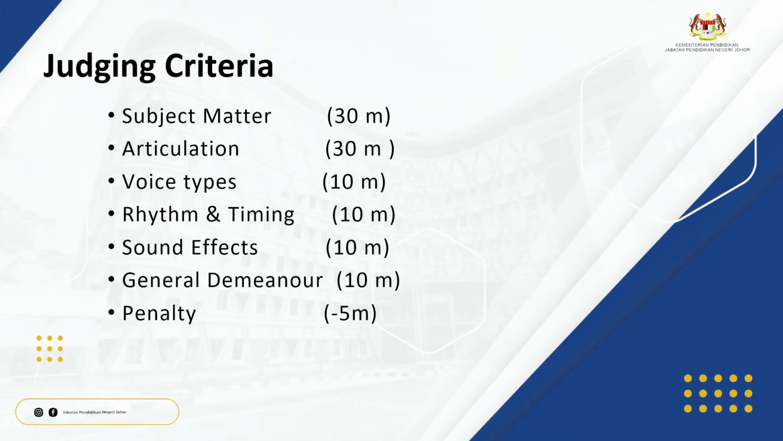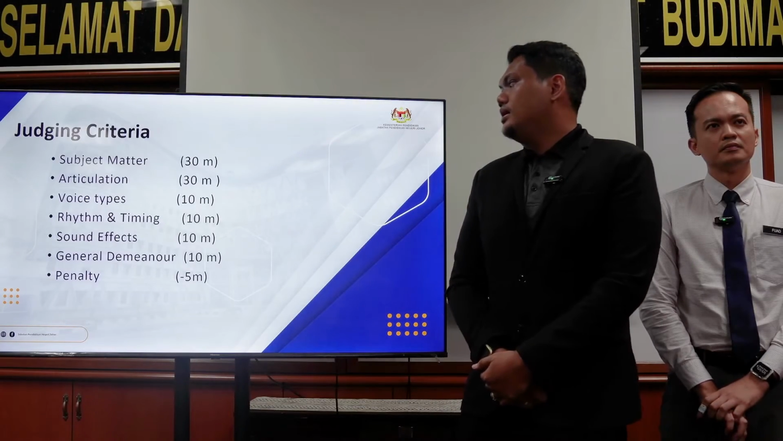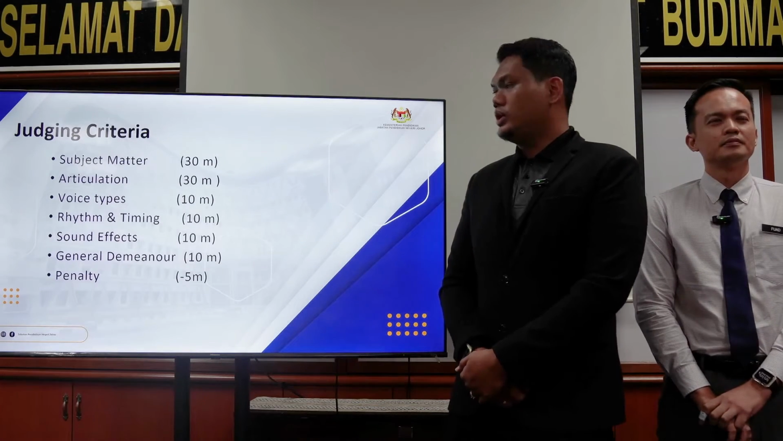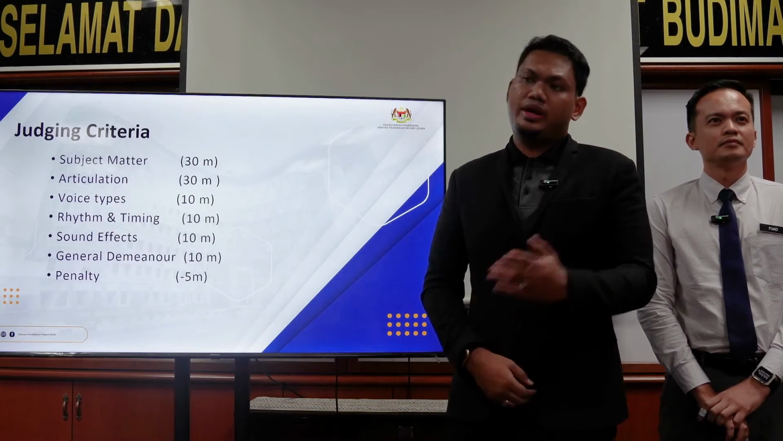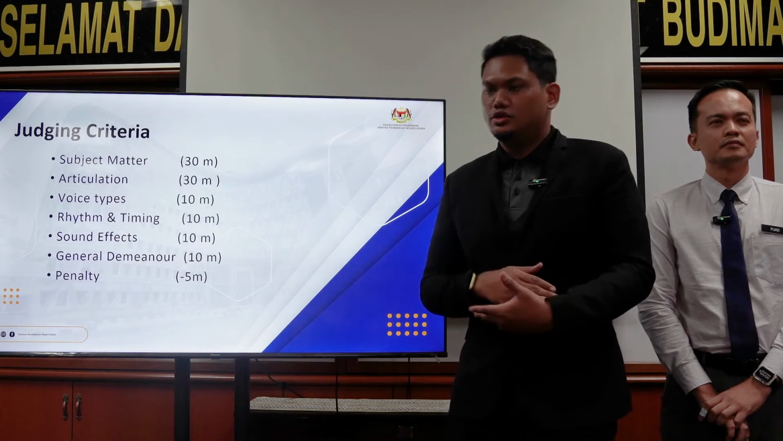Judging criteria is the most looked at factor when you try to design your script and design the choral speaking itself. Subject matter gives 30 marks. Articulation gives 30 marks. You'll not be getting higher marks if your students are performing with slurring and not clear voice. And for the voice type, it gives 10 marks. Okay, this is what I told you just now about the range of the voice: dark, light, soft, hard.